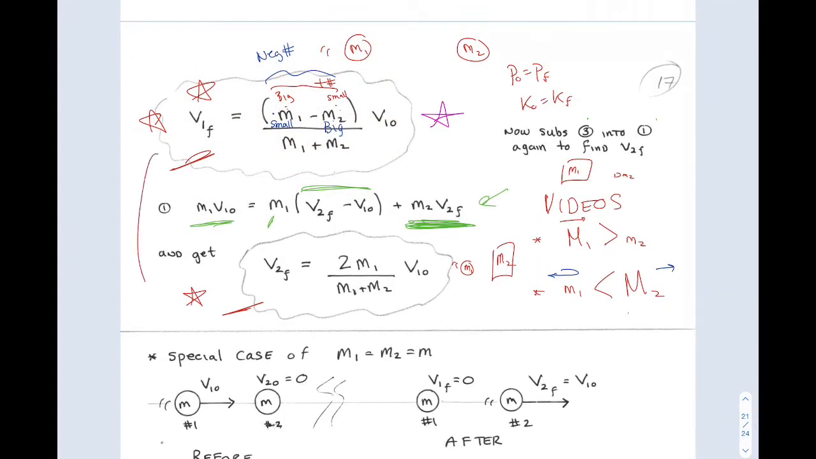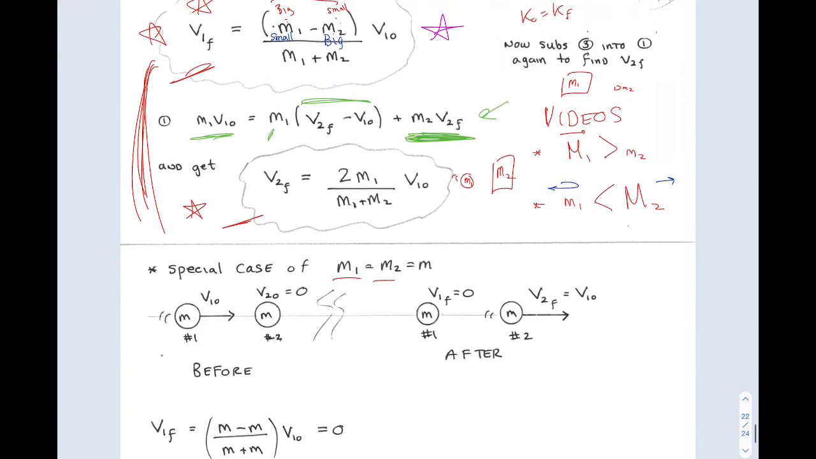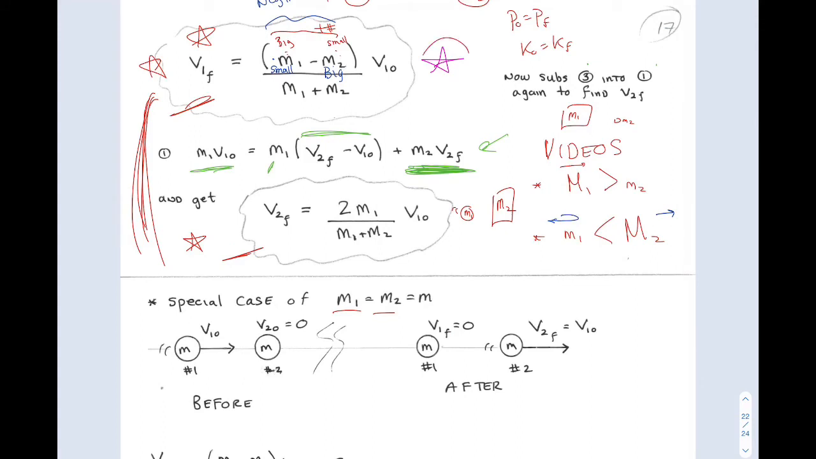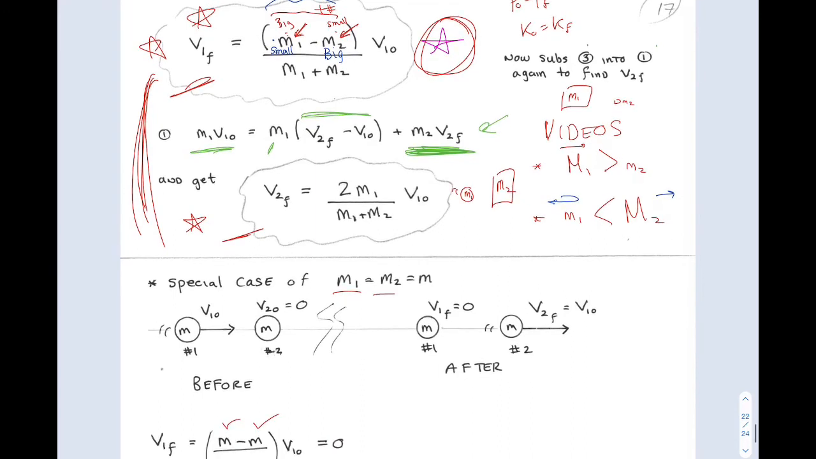Now, for a special case of these, if M1 is equal to M2, that was the one I had done earlier where these were two billiard balls. So if the masses are equal, if I look at V1 final, here's V1 final right there. This whole thing is V1 final. If M1 and M2 are equal, I have M minus M. That's what I have right here, M minus M.